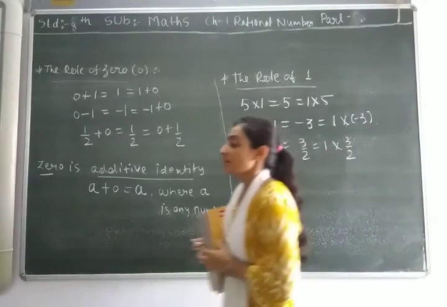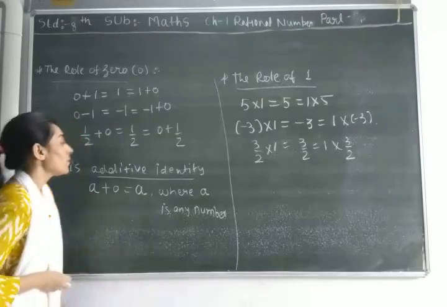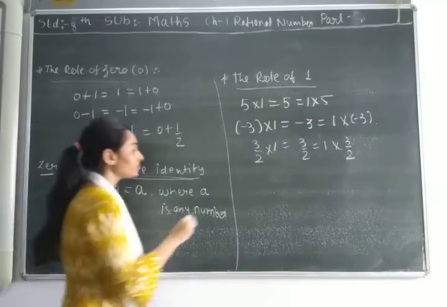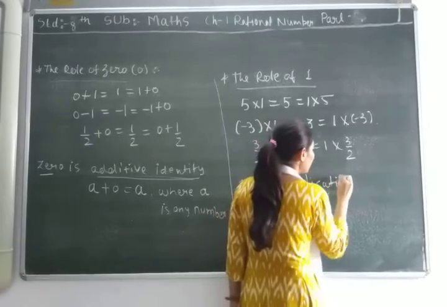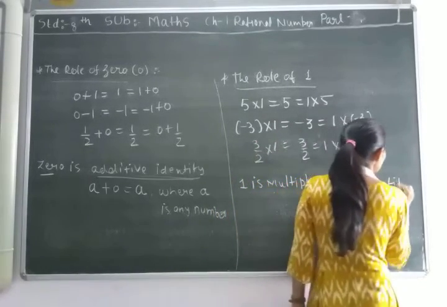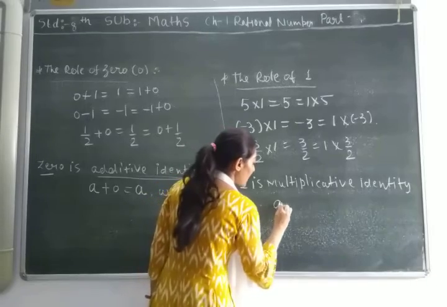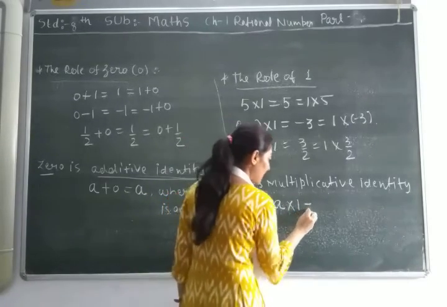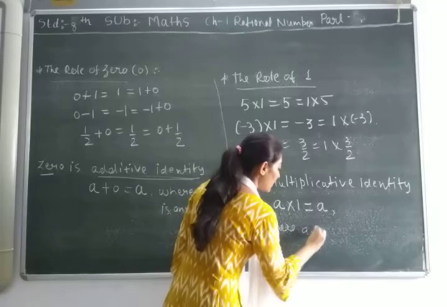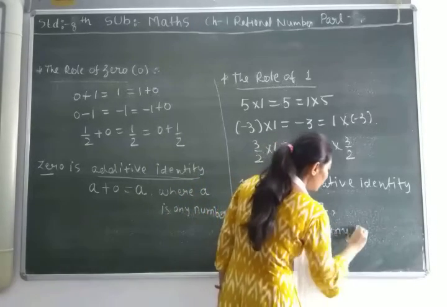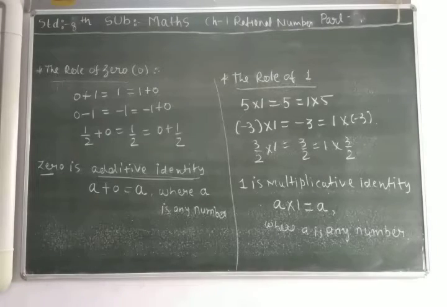So we can say that 1 is the multiplicative identity, and 0 is my additive identity. It means if A is any number and you multiply with 1, I am getting A only, where A is any number. Now note down.